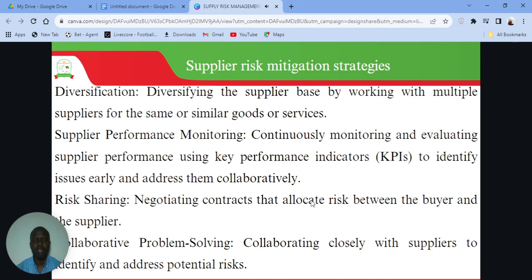Failure to which we will have a lot of blame games, and we will have people not happy with each other simply because we did not do risk sharing. We did not negotiate whose risk it is, or who among the parties involved in the supply chain is supposed to do what. And then also we have collaborative problem solving. In this one, we collaborate closely with suppliers to be able to identify and address potential risks. So it means we need to have regular engagements between the receiver of the goods, or the buyers of the goods, and the suppliers.